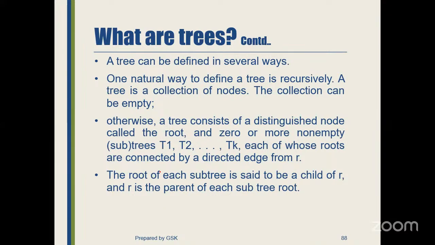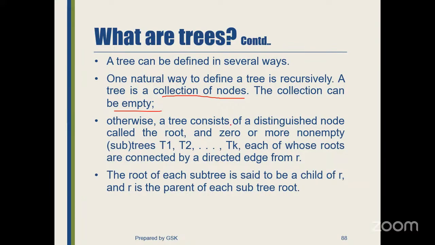A tree can be defined in several ways. We have different definitions for trees. One natural way to define a tree is a collection of nodes where a node contains data. A tree is a collection of nodes, and the collection can be empty also. So zero nodes can also be treated as a tree. A tree contains zero or more nodes, zero or n number of nodes.